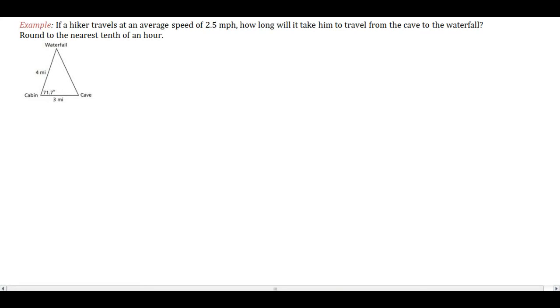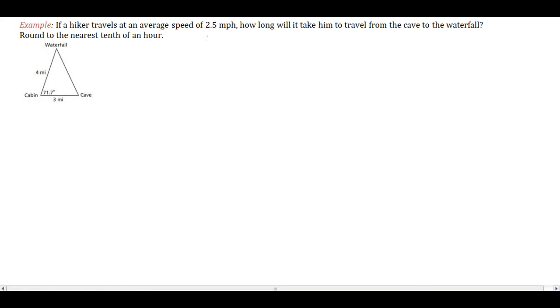And finally, for all you who ask, when am I ever going to need this? How about if you're a hiker? If you're hiking and you know your cabin is 4 miles away from the waterfall, and your cabin is 3 miles away from a cave, and you walk 2.5 miles per hour on this tough terrain, how long will it take you to get from the cave to the waterfall? We don't know the distance. Someone's surveyed it and they know the angle between the two is 71.7 degrees, but we don't know how far it is because it's just too hard to calculate. I wonder how long it would take us.